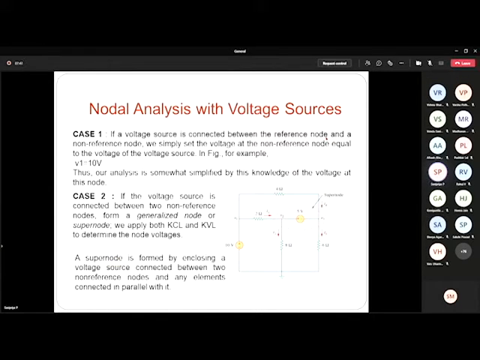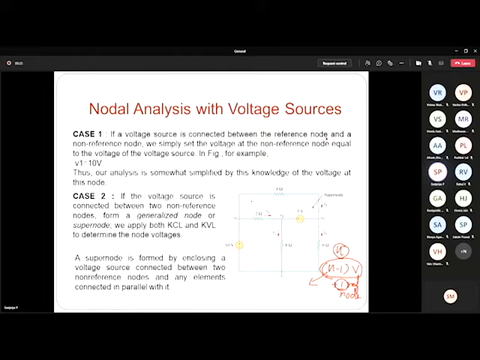Now there are possibilities like the voltage source connected between the reference node and a non-reference node. As discussed already, you will have n number of nodes in a given circuit, and we'll be assigning n minus 1 nodal voltages, and that plus 1 is nothing but the reference node. So we'll have n minus 1 unknown nodal voltages and n minus 1 current equations, solving which we'll be able to find the unknown nodal voltages. That additional one node is the reference node.